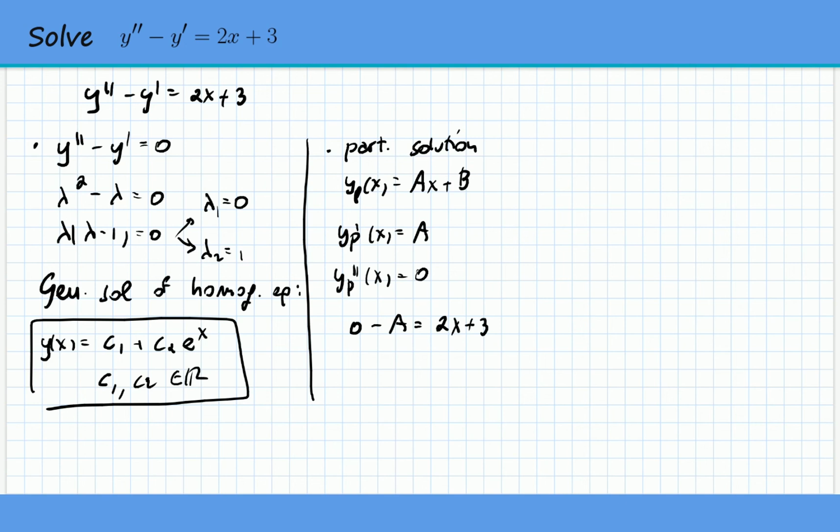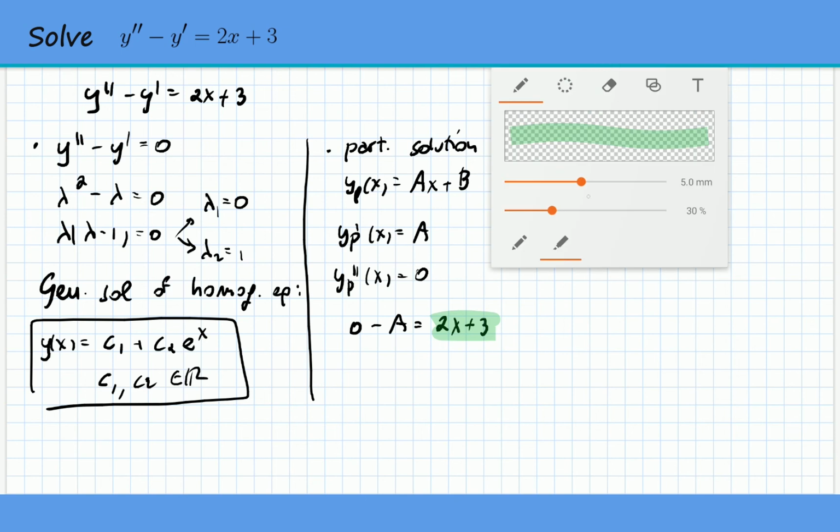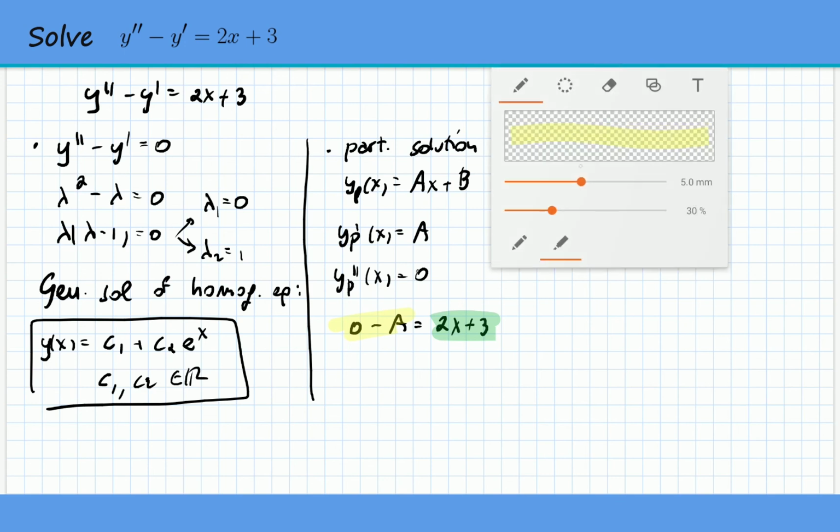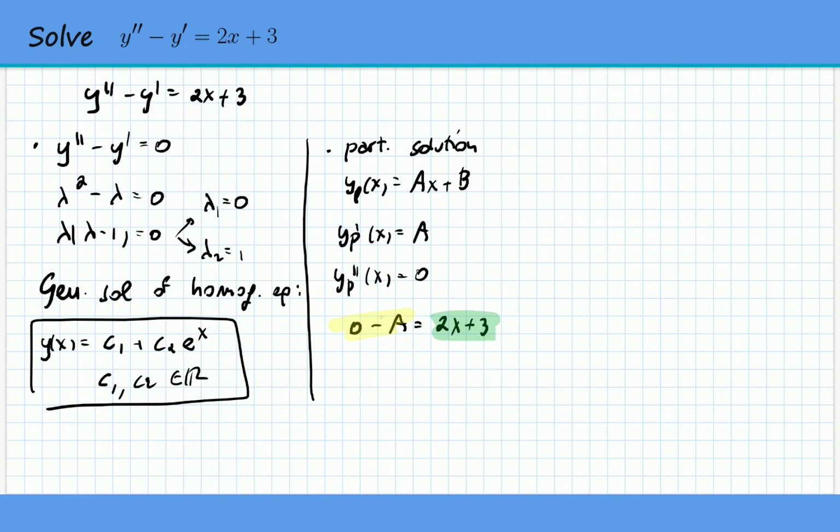So notice that already we face an impossible situation because the right-hand side is a polynomial of degree 1, and the left-hand side is a constant. So this cannot happen. Basically I do not have an x term here, so these two polynomials can never be the same, which means this is not the correct form of a particular solution.